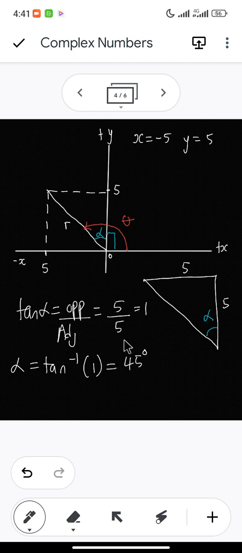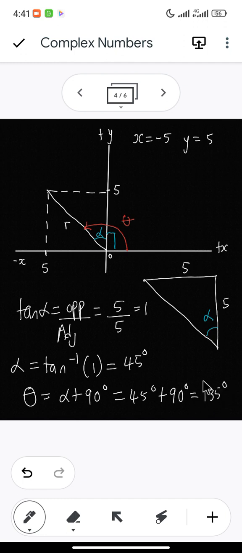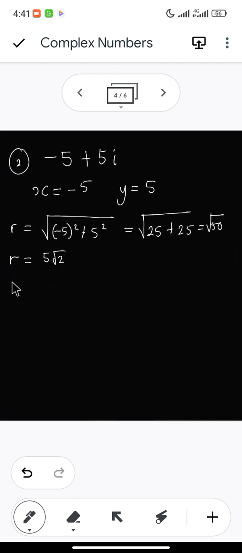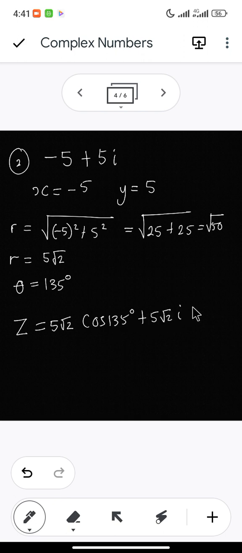Now remember, this is not our argument. Remember what we said here. Our argument theta is equal to, from this our diagram, alpha plus 90 degrees. So this gives us 45 degrees plus 90 degrees, which gives us 135 degrees. So we've simply gotten our argument. Now our polar form is just going to be, we said our theta is 135 degrees. So our polar form is going to be z is equal to 5 root 2 cos 135 degrees plus 5 root 2i sine 135 degrees.